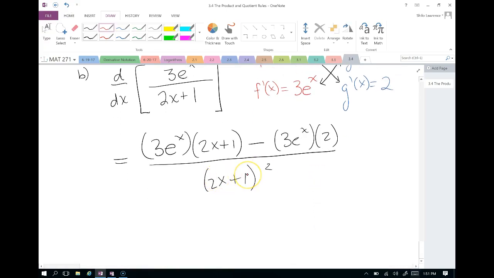Also, you do not need to FOIL out your denominator either. We could, though, if we wanted to. I don't think there's going to be much simplifying we're going to be able to do in our numerator, but we could go ahead and multiply that out if we want.